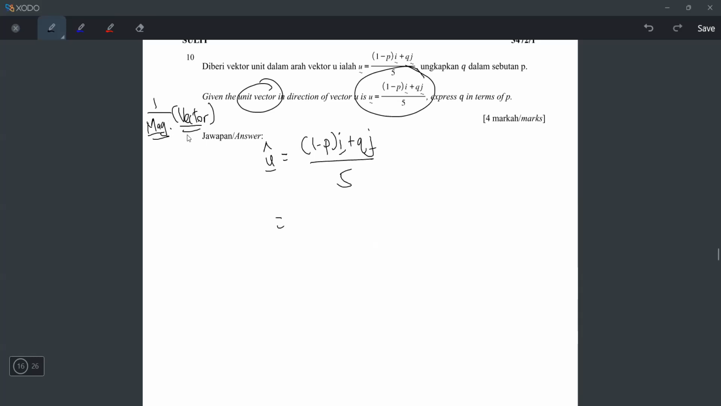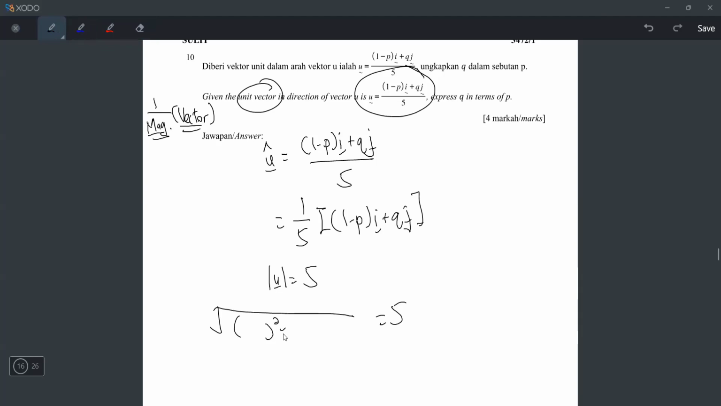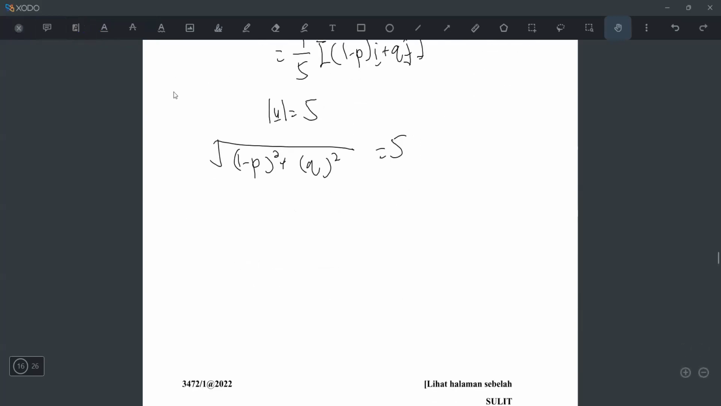But we all know that when we find unit vector, it's 1 over magnitude times vector. So we can separate this like this, 1 over 5, and then 1 minus pi plus qj, right? It means this is the vector, and the 5 is the magnitude, right? And then they say express q in terms of p. Well, it's quite easy actually, because we know the magnitude of vector u is 5, and the formula for magnitude is square root bracket square plus bracket square. And what we do is just take 1 minus p square plus q square, and if we keep doing it, we will get q in terms of p, right?